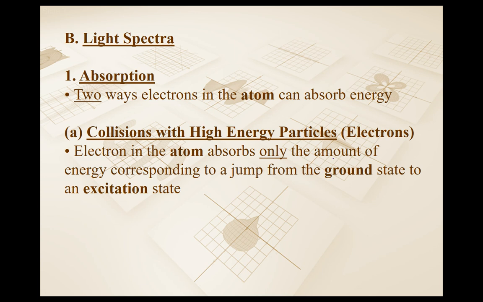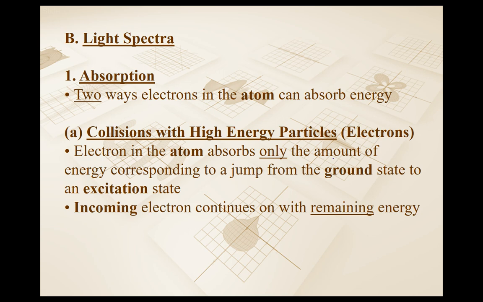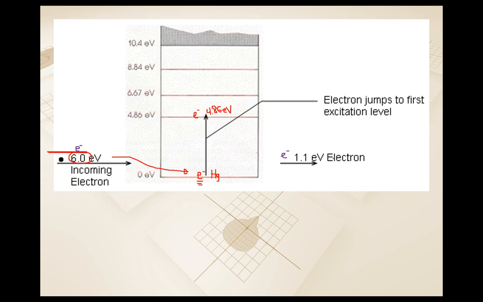So I've said electron in the atom, so that could be in the mercury vapor, absorbs only the amount of energy corresponding to a jump from a ground state to an excitation state, and then your incoming electron just leaves with whatever is left over. Okay, so again, electron comes in at 6.0 electron volts of EK. That's enough to get it to go to the second stationary state. So the electron in the mercury takes 4.86 electron volts, and then the electron we fired in just leaves with whatever is left over.